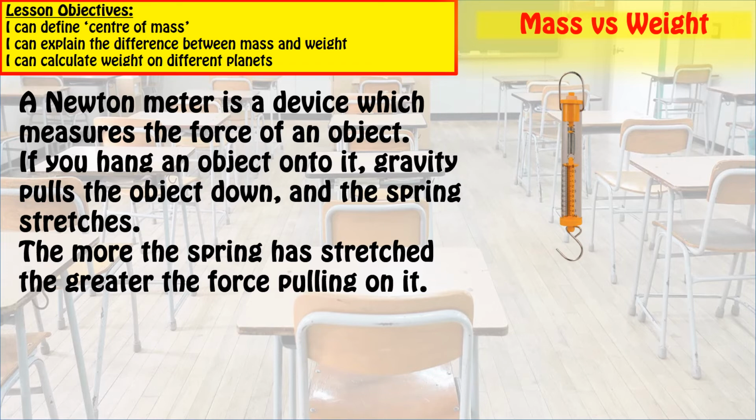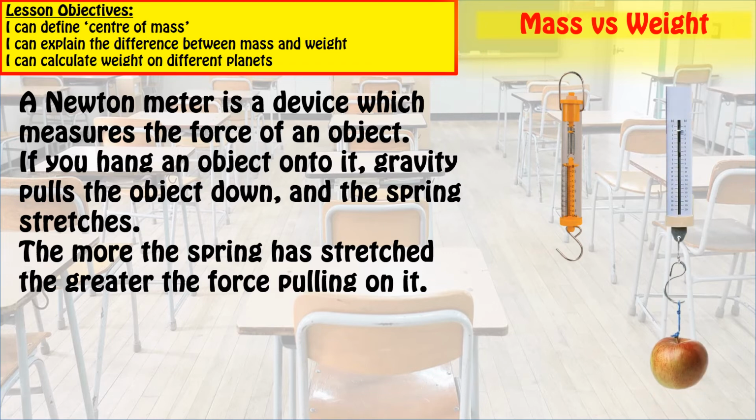Gravity pulls the object down, which pulls the spring down, and you can see there's a scale with numbers, like where the yellow part is, and as the hook gets pulled downwards by gravity, then you can see how much force the object has.